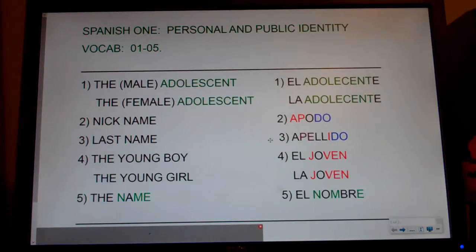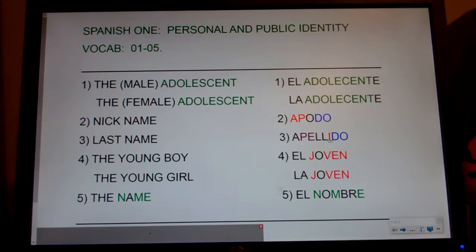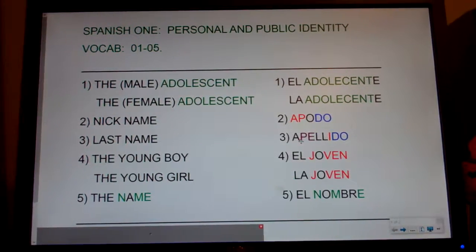Now let's look at last name, apellido. If a girl wants to change her last name, there are two things she can do. Number 1, she can get married and say I do. As soon as a girl gets married and says I do, her last name changes. Or a girl can get a lawyer and pay a lot of money, and she can legally have her last name changed. So she either gets married and says I do, or she gets a lawyer and pays a lot of money, and she can change her last name.